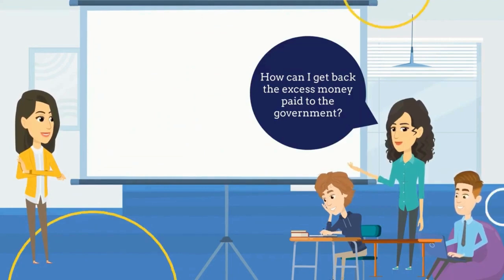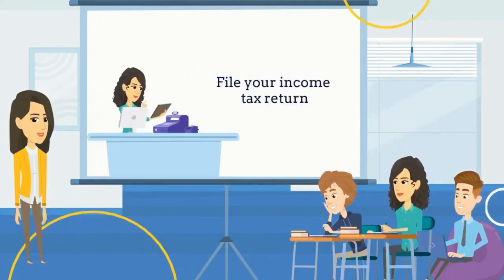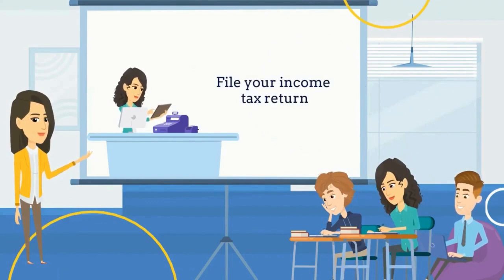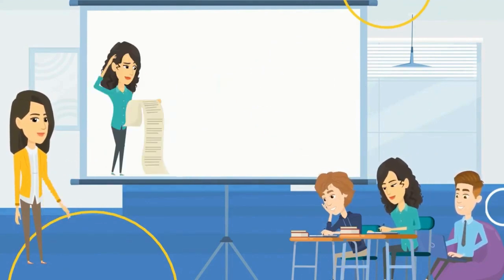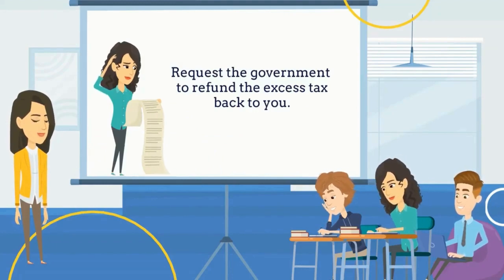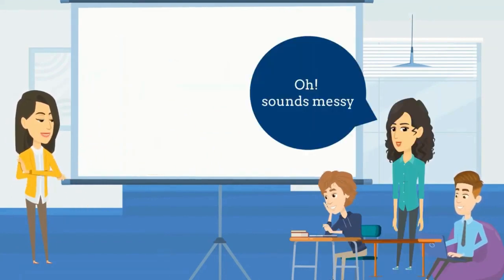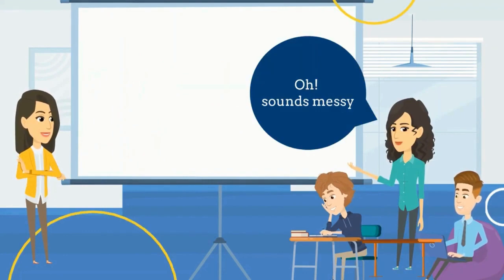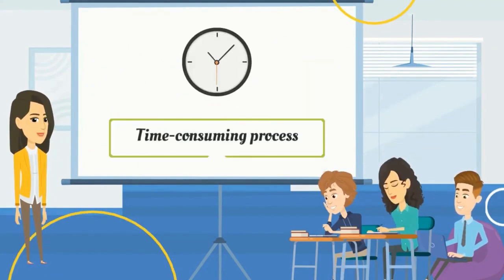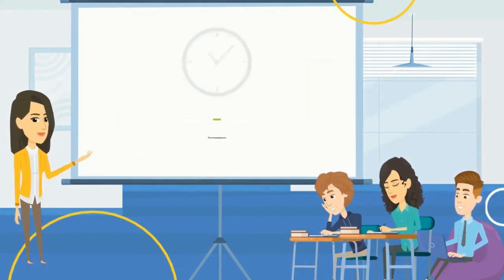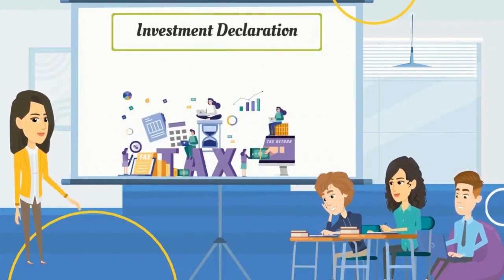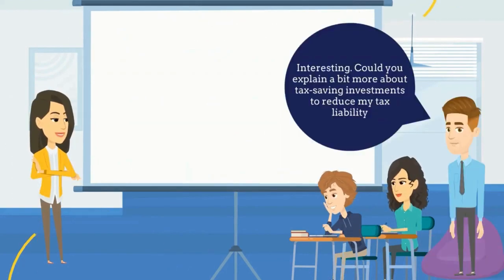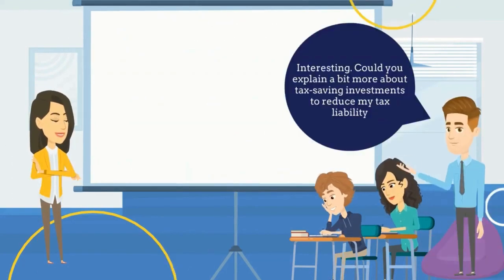How can I get back the excess money paid to the government? You need to file your income tax returns, in which you will show that you have paid excess tax, and request the government to refund the excess tax back to you. Oh, sounds messy. Yes. It is a time-consuming process. It is easier to fill in the investment declaration in a timely manner to avoid all these hassles. Interesting.